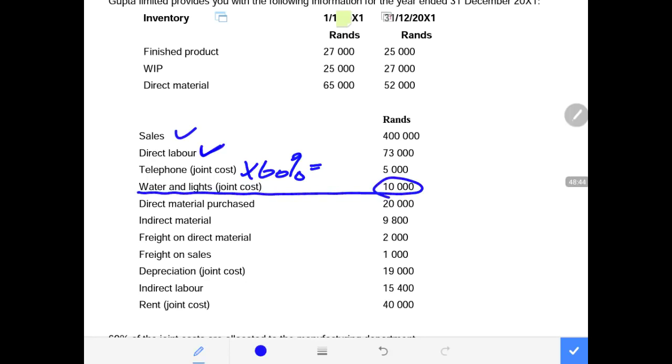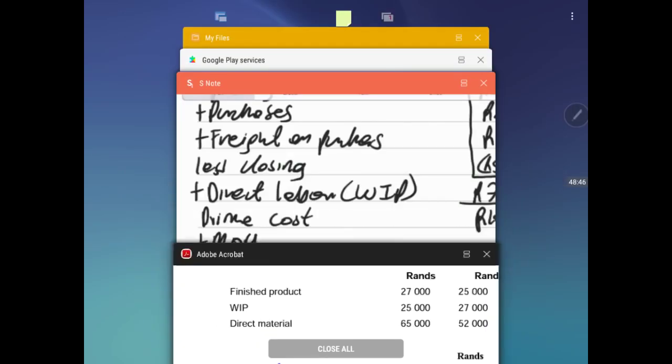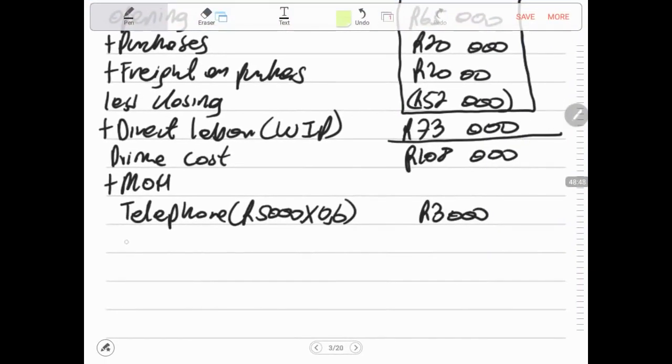Water and electricity will definitely be 6,000 because 60% of that will be water plus light. I think they said water plus light.